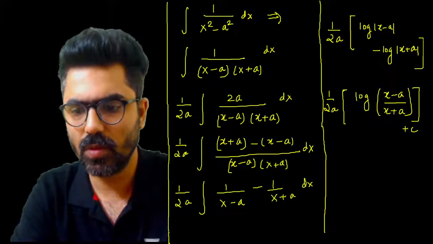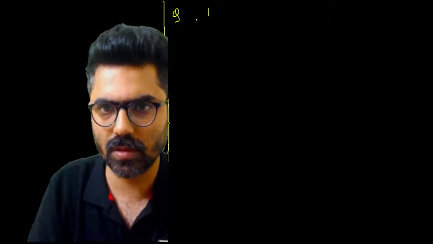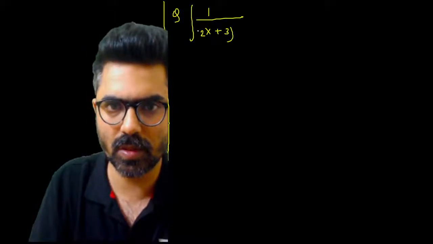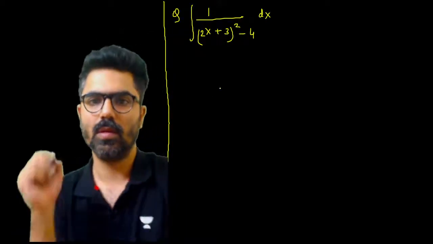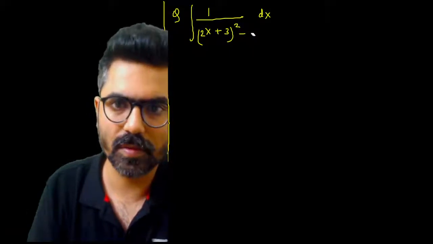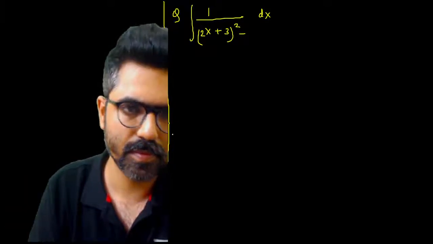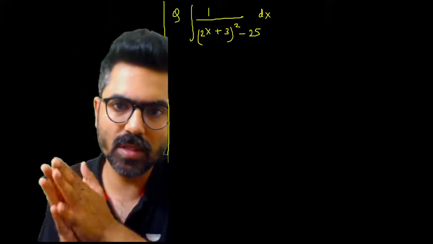Fine. So let's see questions based on 1 by quadratic. I'll again take the easier one first. Integration of 1 upon (2x plus 3) whole square minus 4 dx, or instead of 4 we'll write 25. So integration of 1 upon (2x plus 3) whole square minus 25.